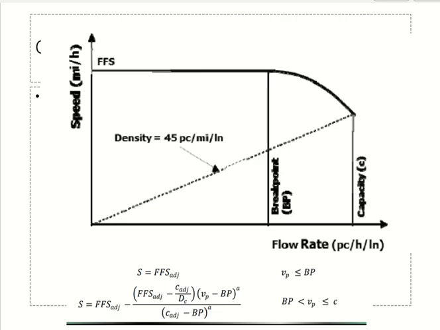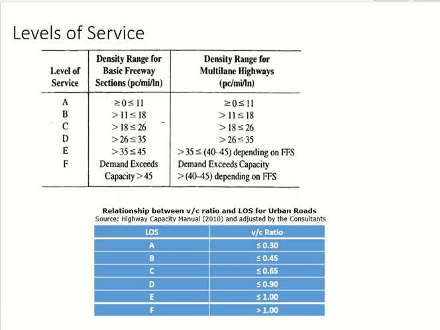Now, we are doing this to find out the maximum service flow rate at level of service C and D. Once this graph is plotted, you have to plot the lines which indicate where level of service C and D are. For that, I'll go to this table which tells me the density. Now density was what? Vp upon S, right? Flow upon speed. Density is flow upon speed.